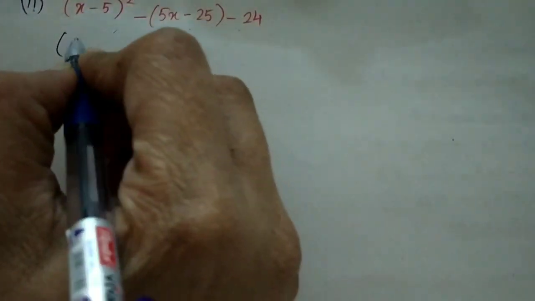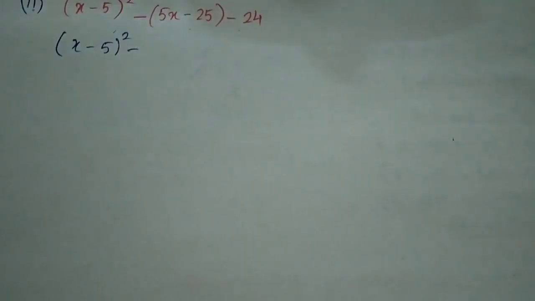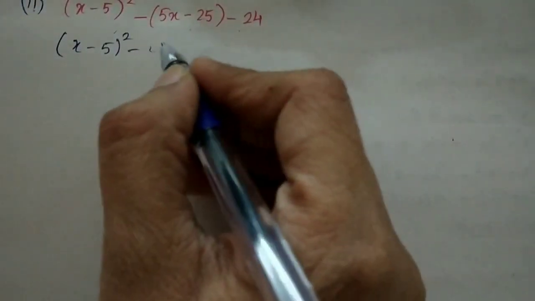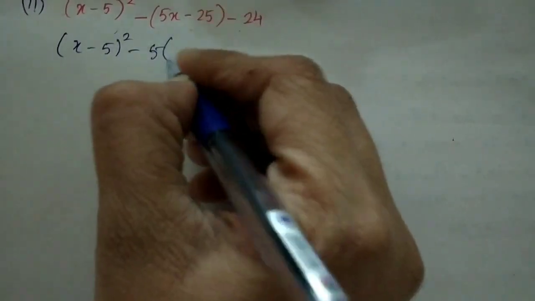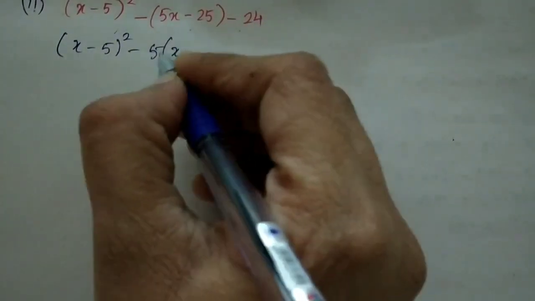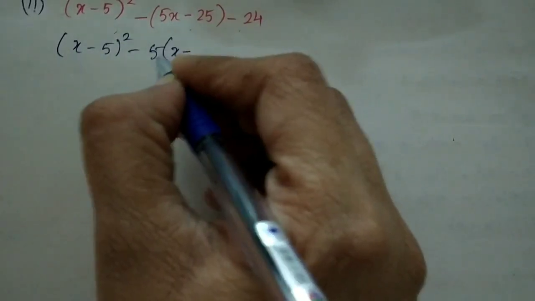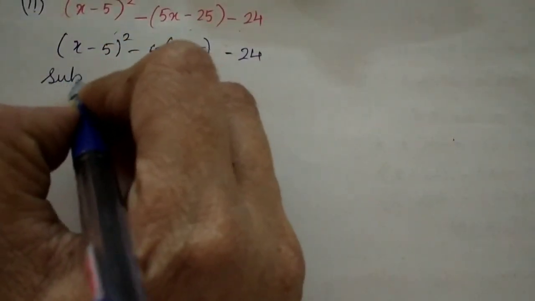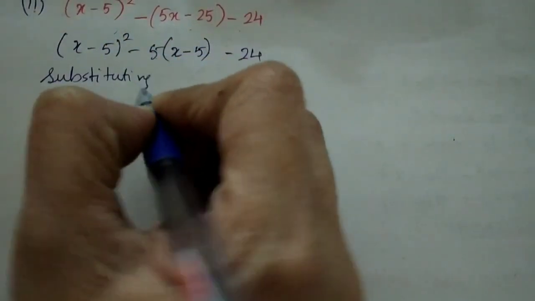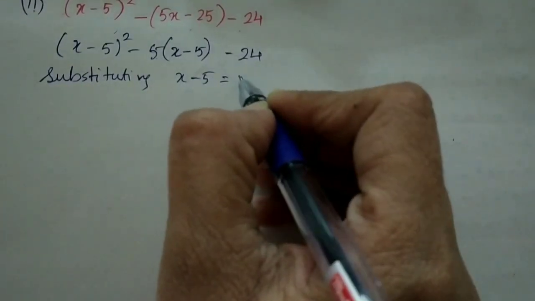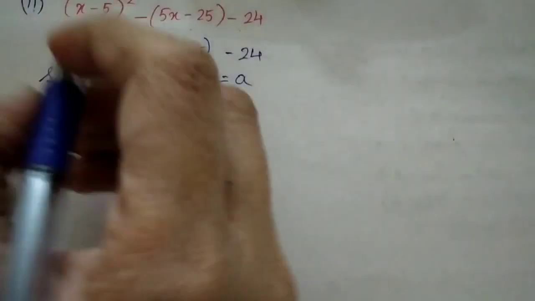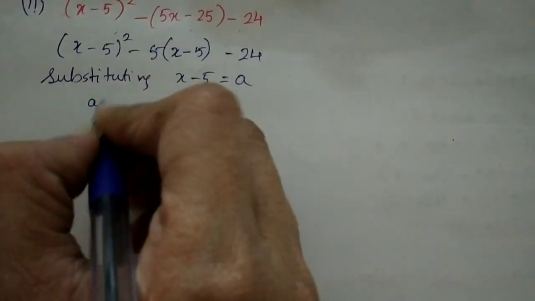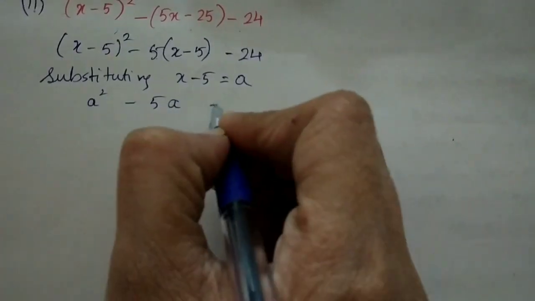See here, x minus 5 the whole square minus 5x minus 25. What is common, children? 5 is common, so we take it outside, and 5 into x is x square. 5 into what gives you 25? 5 5s are 25 and minus 24. Now do you find x minus 5 and x minus 5 common here? Yes, so we are going to substitute that. Substituting x minus 5 is equal to a, for example. Okay, so I'll write down x minus 5 is a, so a square minus 5a minus 24.